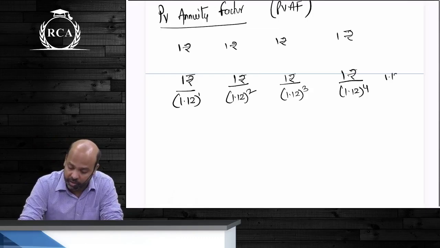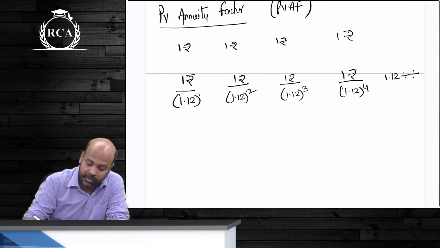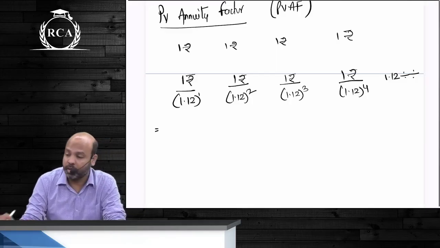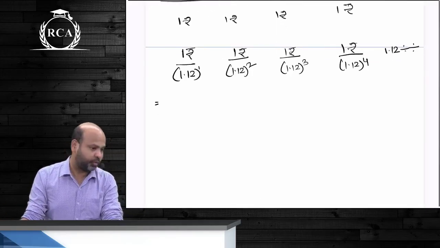If you have GT on the calculator, 1 divided by 1.12 twice, press equal to.